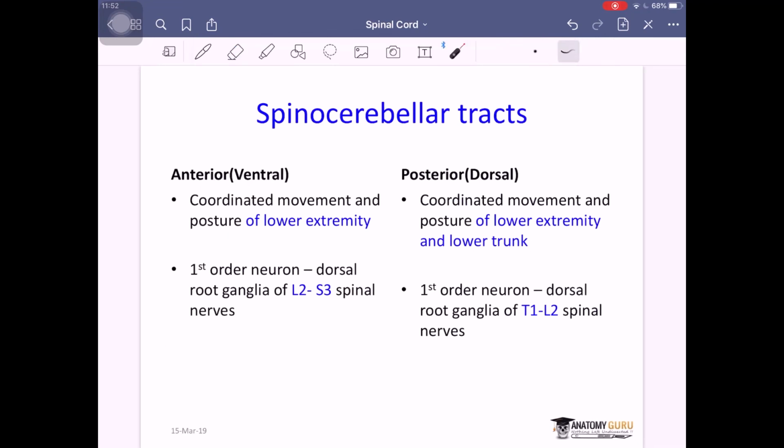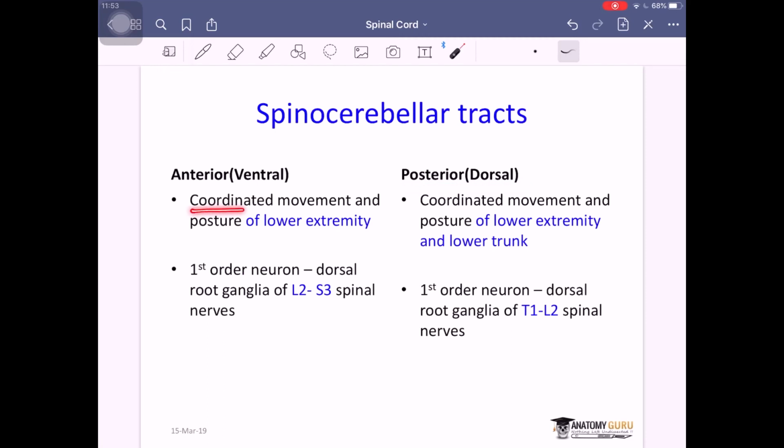Now compare one with the other. Now you see here, again the question comes, when they both are carrying the same activity, why do we need two? Again the answer lies in the same thing. It is because information is coming from two different areas. Topography is different. So anterior can also be called ventral, posterior is also called dorsal.